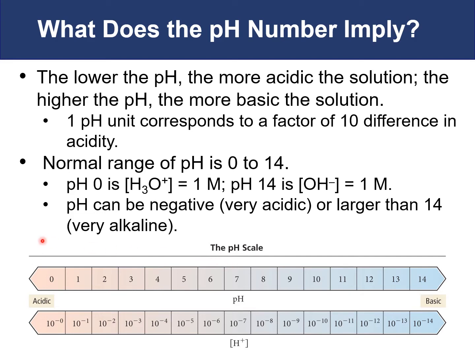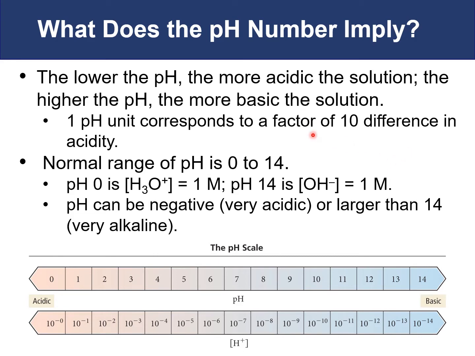Under most conditions, you'll normally see values for pH ranging from 0 to 14. A 0 pH would be something where the hydronium ion concentration is 10 to the negative 0, which is a 1 molar solution. For solutions with a pH of 14, the hydroxide ion concentration will be 1 molar, and the concentration of the hydronium ions will be 1 times 10 to the negative 14th.